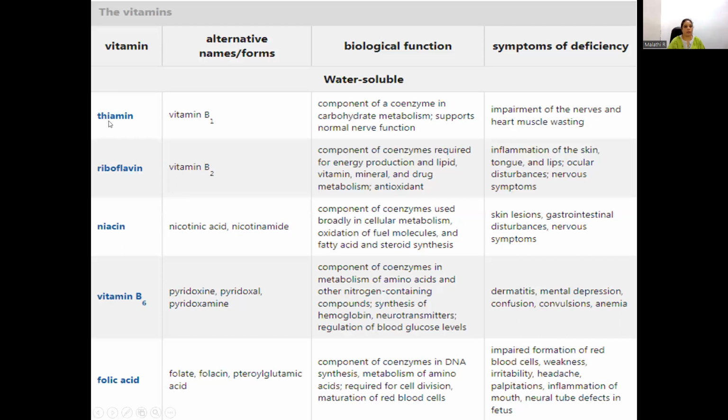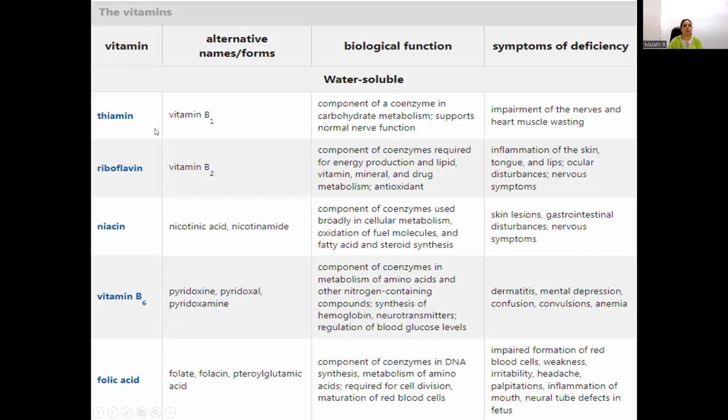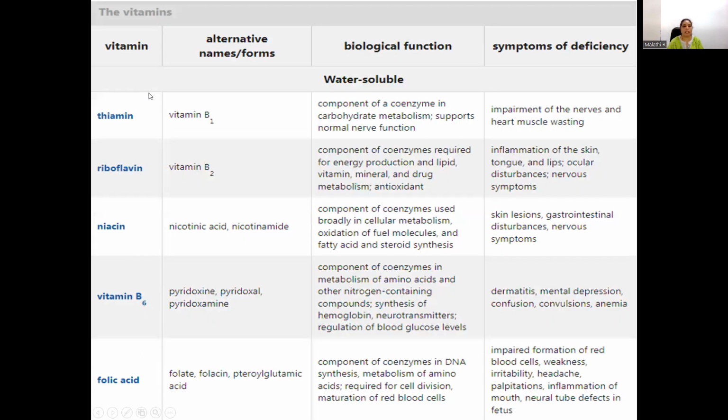The water soluble vitamins include thiamine, riboflavin, niacin, vitamin B6, folic acid, vitamin B12, pantothenic acid, biotin, and vitamin C. So all these are water soluble vitamins. All these fall into the category of water soluble vitamins.